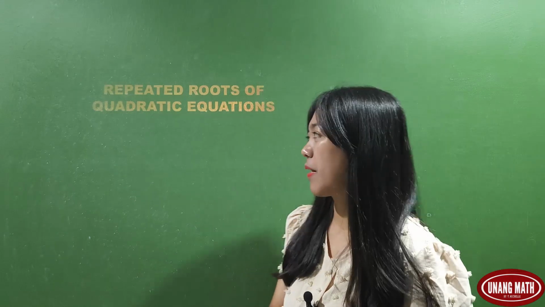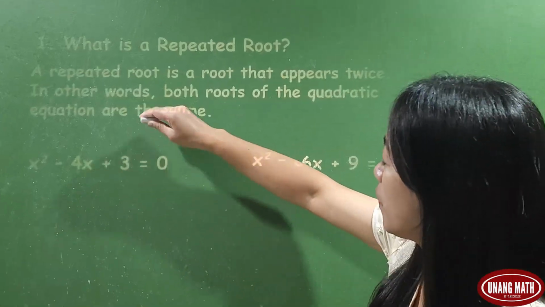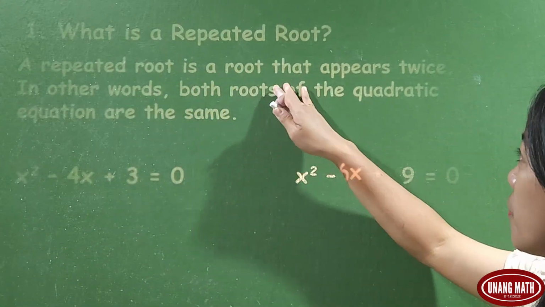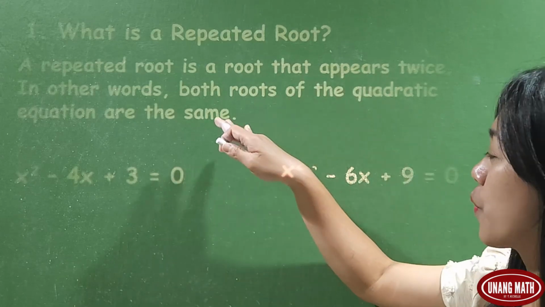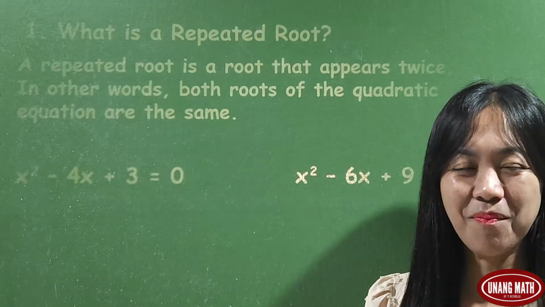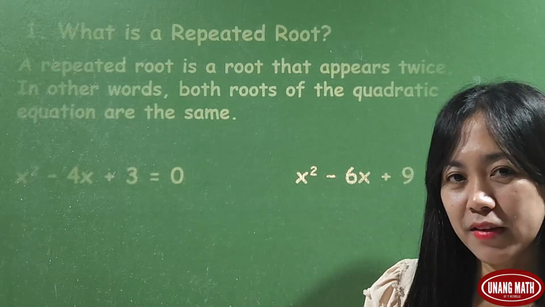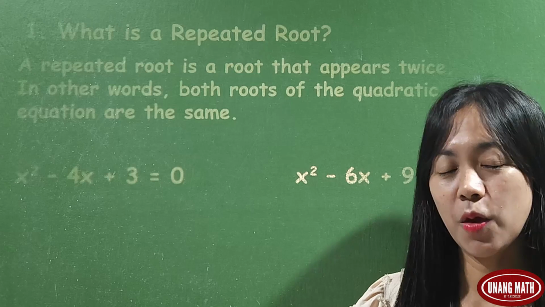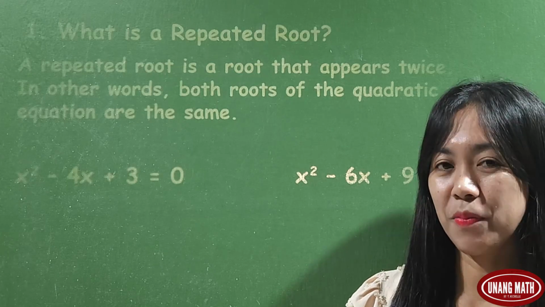Okay, what does this mean? When we say repeated root, this is a root that appears twice. In other words, both roots of the quadratic equation are the same. We already studied solving quadratic equations in our previous episode.